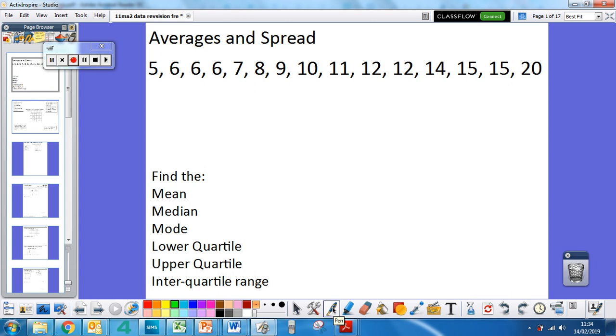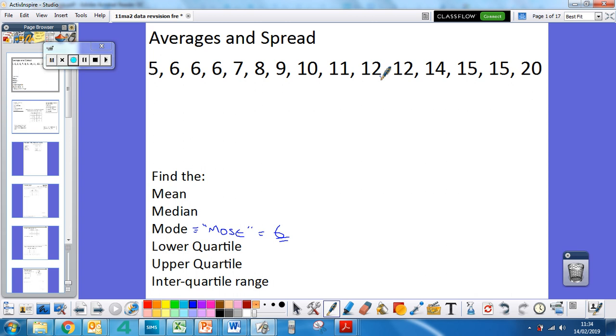The mode should be the easiest one for us to find because the mode is the thing that occurs the most. The thing that occurs the most on that list looks like the number 6, which appears 3 times. So in this case, the mode is 6. You can see here it appears 3 times. The only other things that appear more than once are the 12s here, the 15s here. So that's the mode, the easiest one to do.